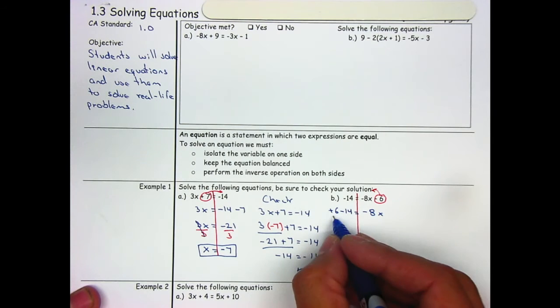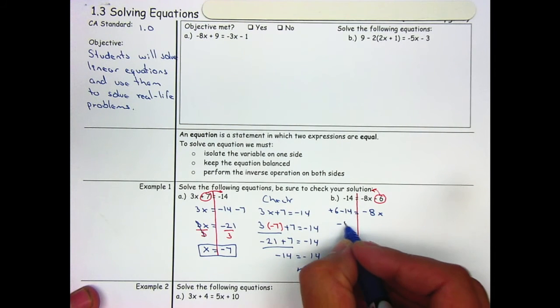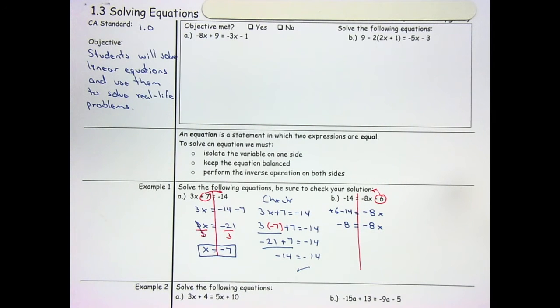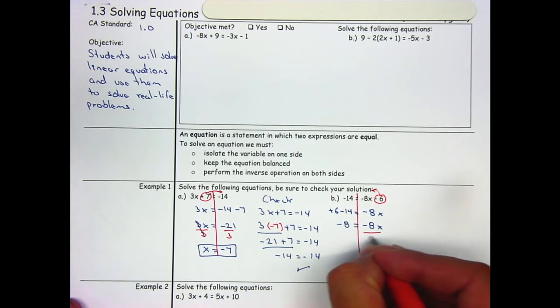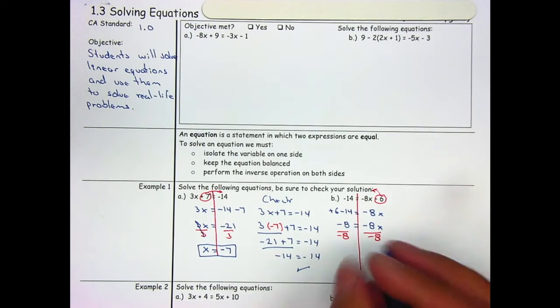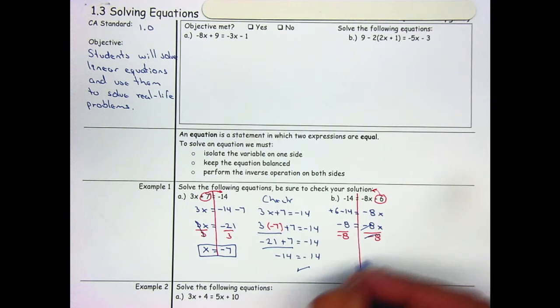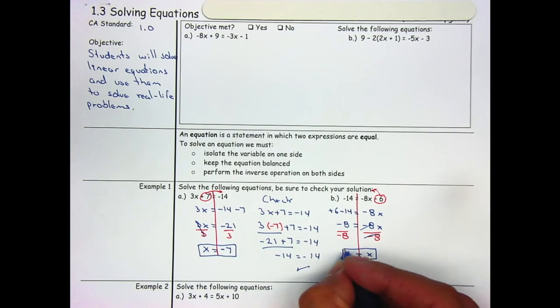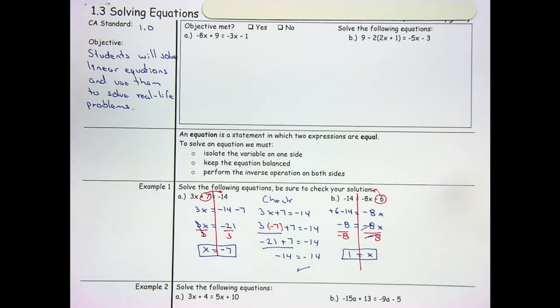I'm going to simplify the left-hand side. So I have negative 8 is equal to negative 8x. I need to leave the x by itself. I'm going to divide by negative 8 on both sides. That will cancel. x is equal to positive 1. Negative 8 divided by negative 8 is going to be positive 1.